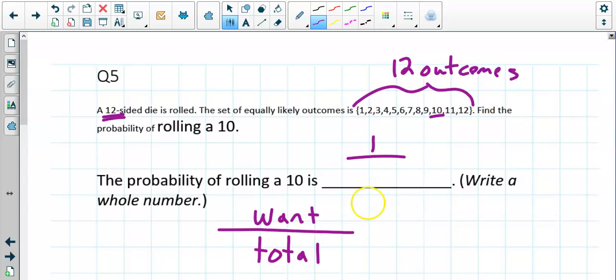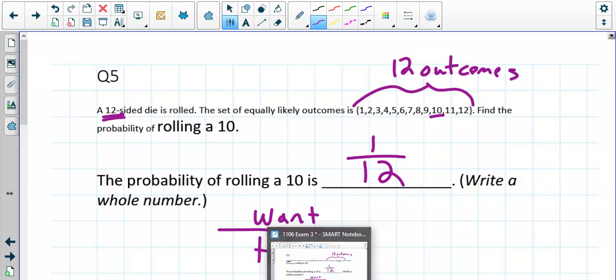So that is your bottom number. And with anything in here, it says write as a whole number. Well, that's not going to happen. This definitely has to be a fraction because it's probability for us. So that's what we're going to leave it as, 1/12.